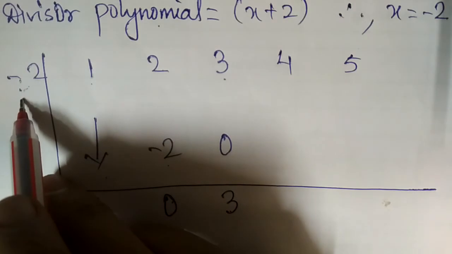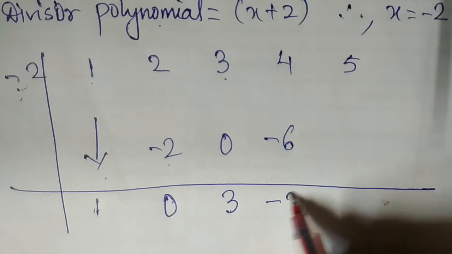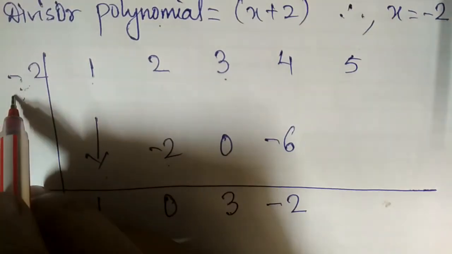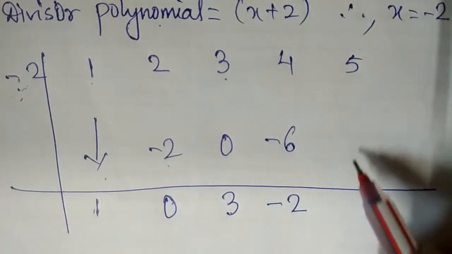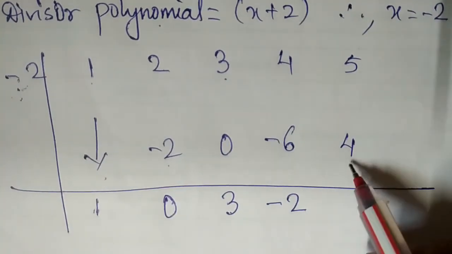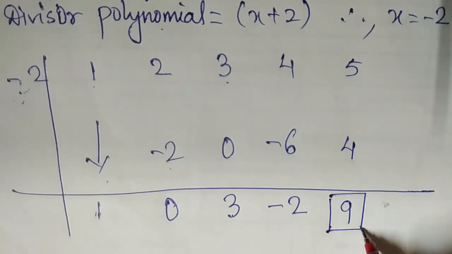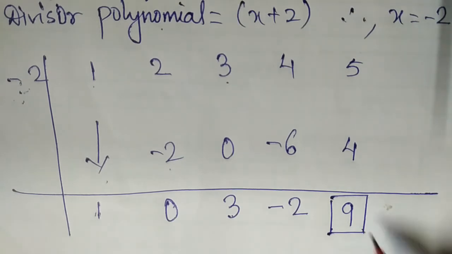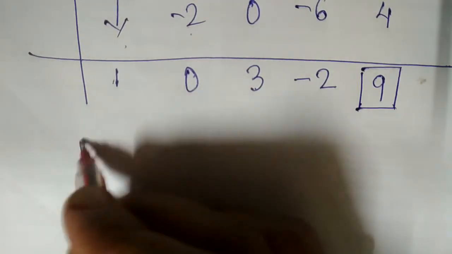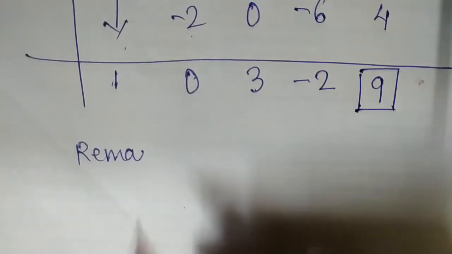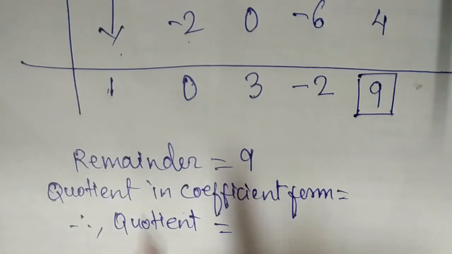3 multiply minus 2, minus 6. So minus 6 write it. Minus 6 plus 4 we will get minus 2. So minus 2 multiply minus 2, minus times minus is plus, 2 twos are 4. So 4. So 5 plus 4 we will get 9. So this last term, if we are getting any number, it will be the remainder. So here remainder equals to 9. So now the remainder you got is 9.